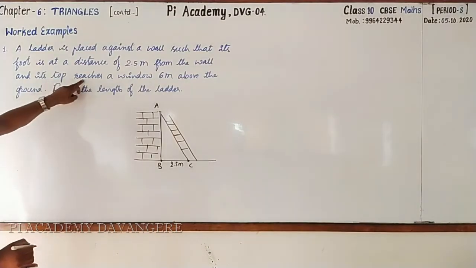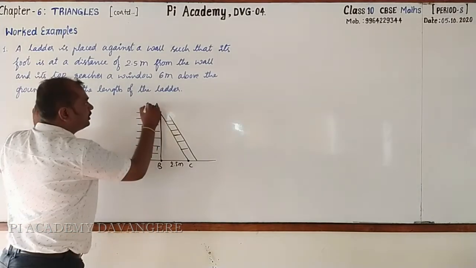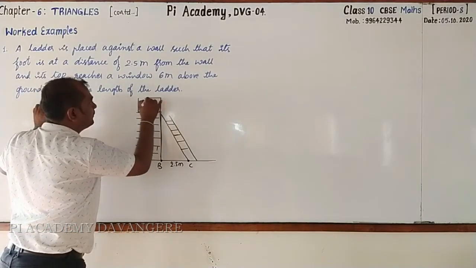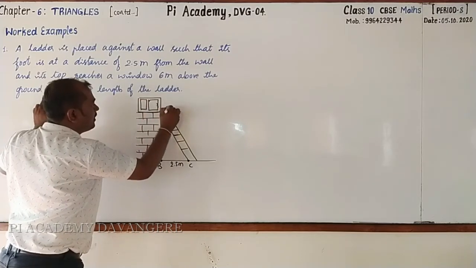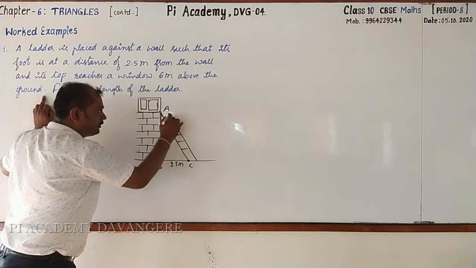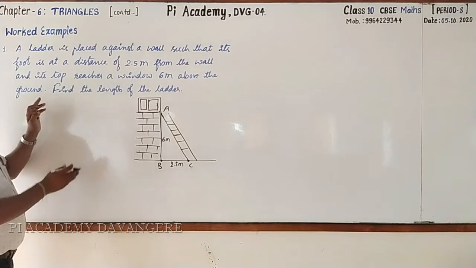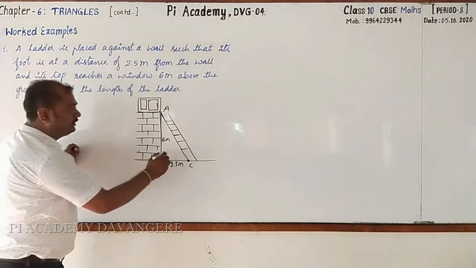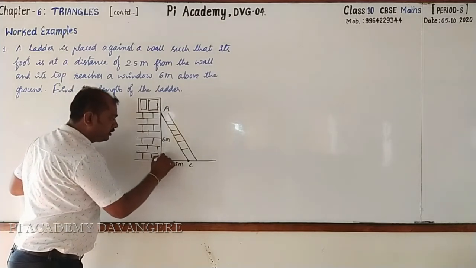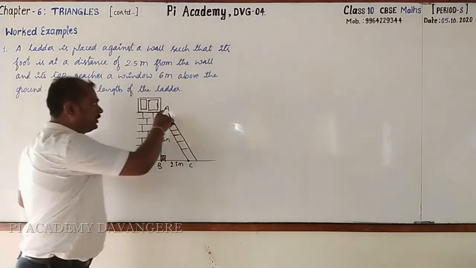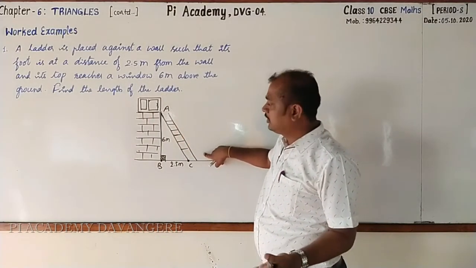Next, its top reaches the window 6 meters above the ground. Look here, here is a window. This is the window, and the top of the ladder reaches the window 6 meters above the ground. Then find the length of the ladder. So we know that the wall is perpendicular to the ground. This is 90 degrees. You are going to find out the length of the ladder, that is AC. Is it not simple? Yes.